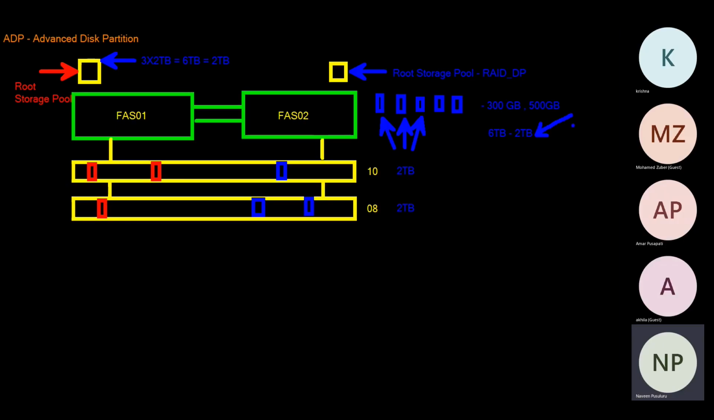So out of 2 TB, let's assume that I'm using only 300 GB. So what about the remaining 1700 GB? It is a waste of space, right? I'm not going to use this for anything else. So I'm wasting 700 GB here and 700 GB here, which is a very huge space, right?